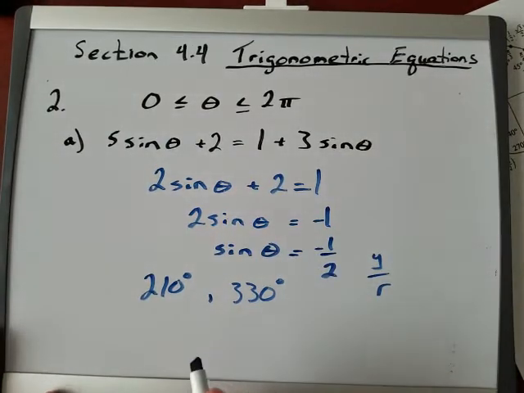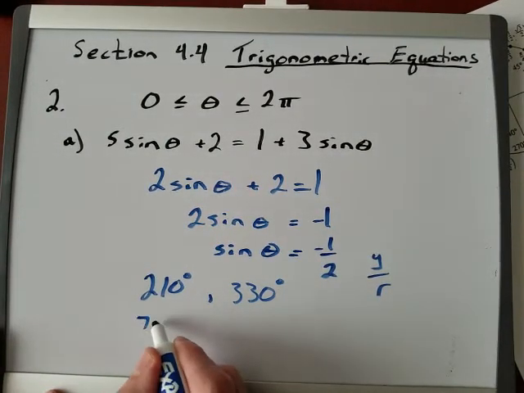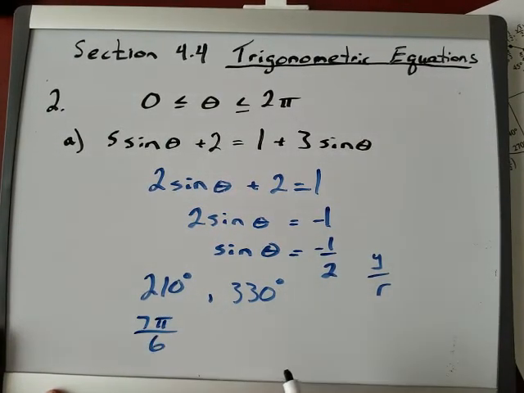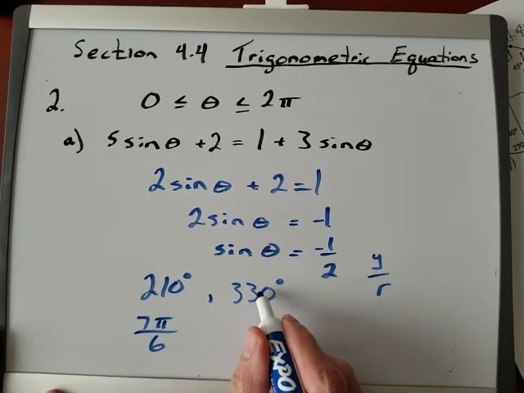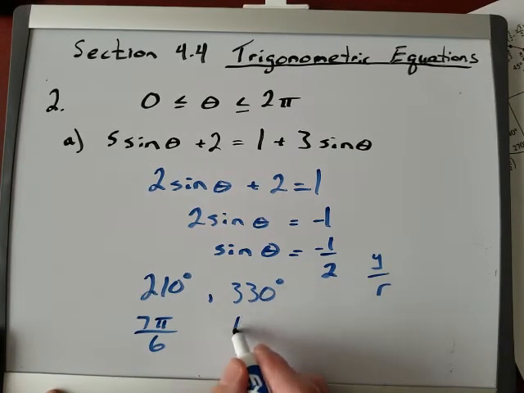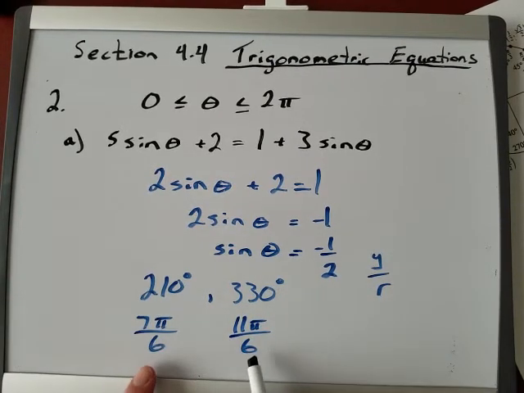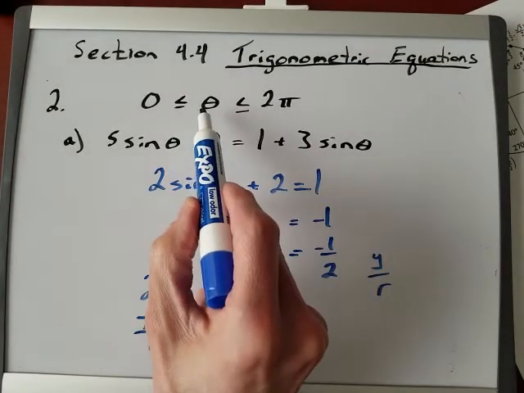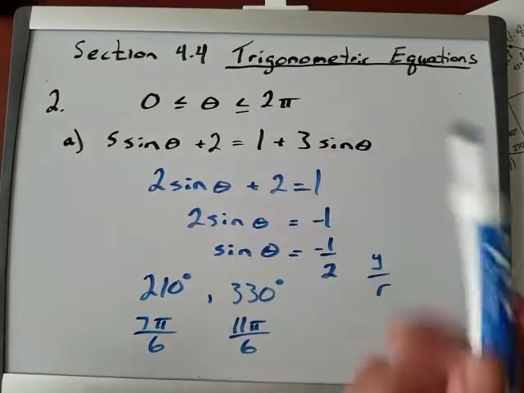And then again, the unit circle is just so phenomenal. You look at 210, the radian version is 7 pi over 6. For 330, it is 11 pi over 6. And just in case you missed it, how do you know you're supposed to give your final answer in radians? Well, that goes back to the beginning stipulation, okay, the bounds.